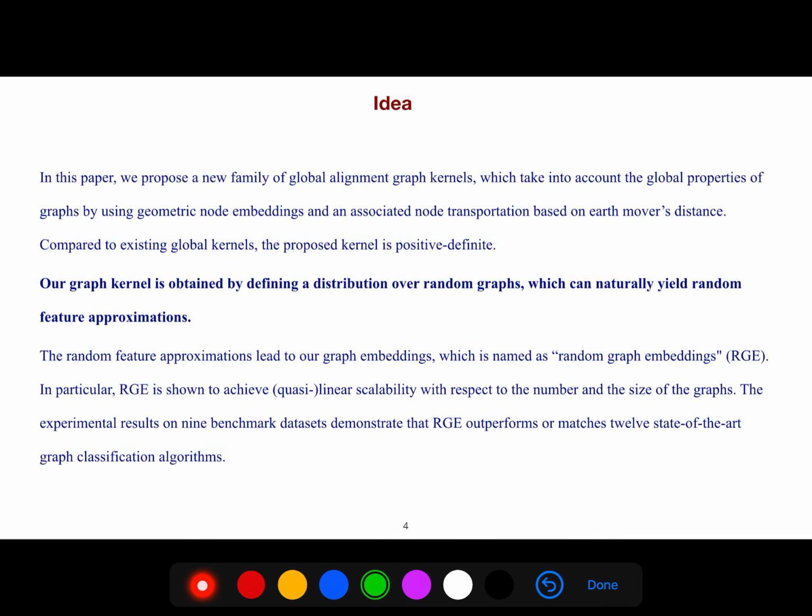So we propose a new family of global alignment graph kernels which take into account the global properties of the graph using geometric node embeddings and an associated node transportation based on earth mover's distance. Our graph kernel is obtained by defining a distribution over random graphs, which can naturally yield a random feature approximation. The random feature approximation leads to our graph embedding, which is named random graph embedding. Random graph embedding is shown to achieve quasi-linear scalability with respect to the number of edges of the graph.